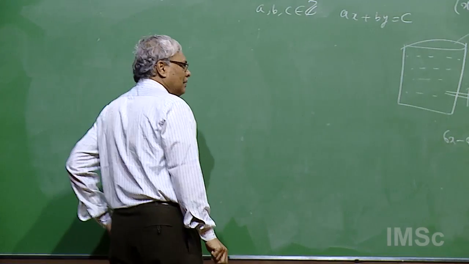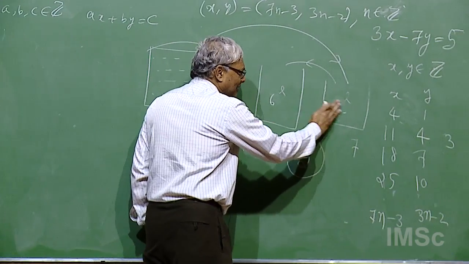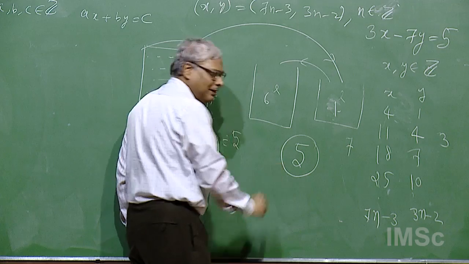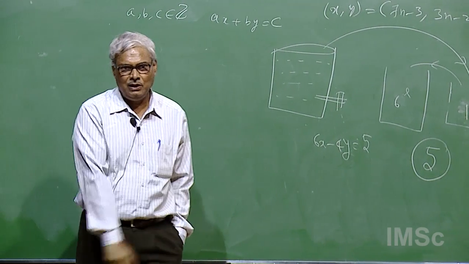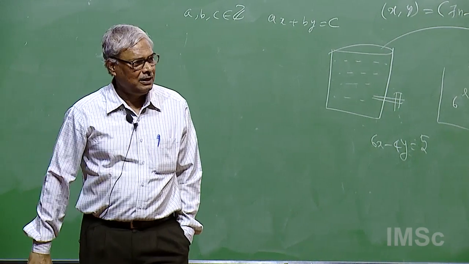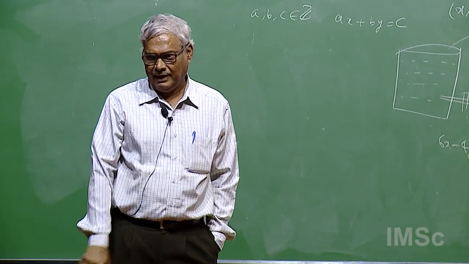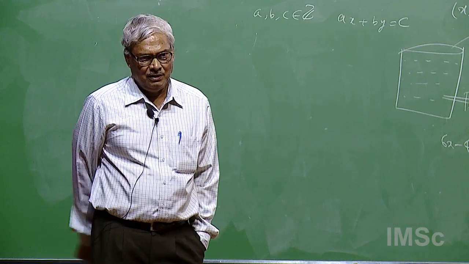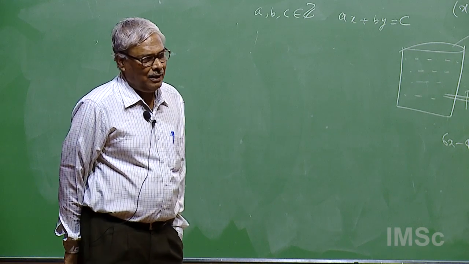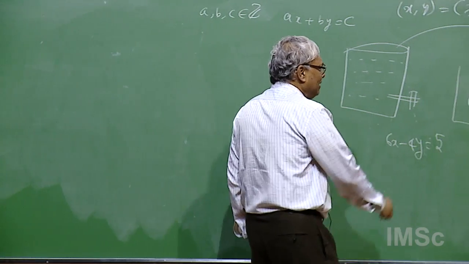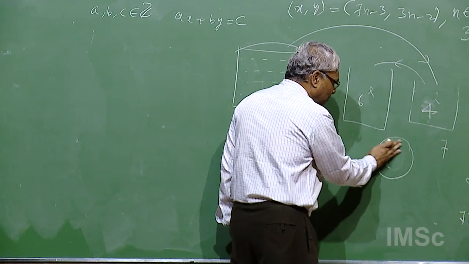Both odd numbers. So do you mean to say that if I had one even number and one odd number, I cannot get 5? Suppose I had 6 and 1, one even number and one odd number, I can still get 5 directly. 6 minus 1. At least one odd number. Suppose I had 6 and 4, I can get 2 liters.